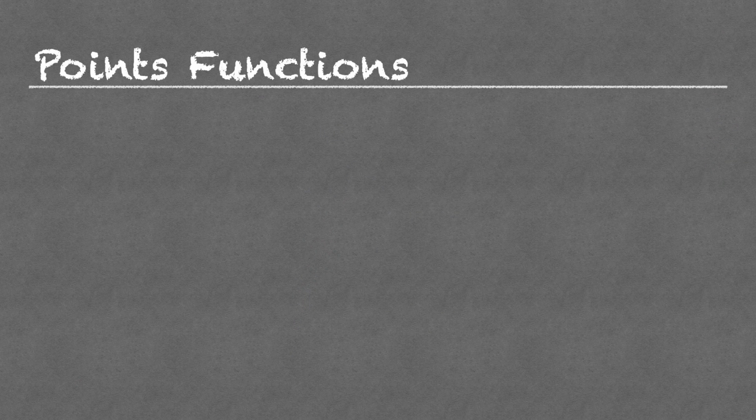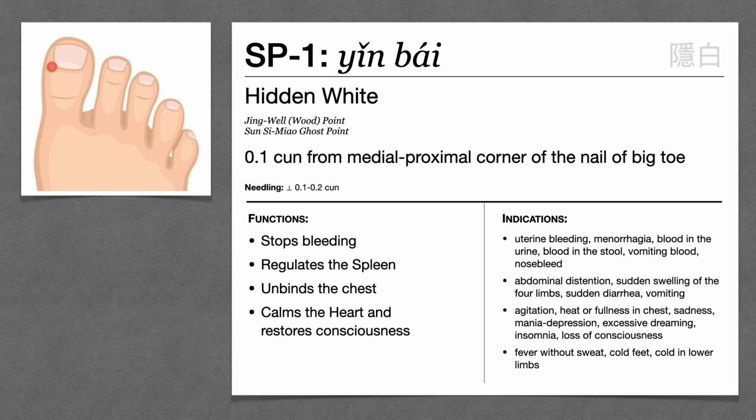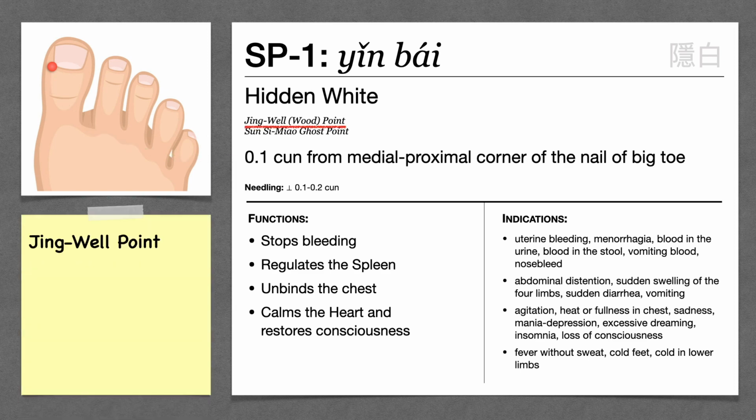So next, we look at the point functions, starting with spleen 1. Spleen 1 is located on the medial side of the big toe, next to the corner of the nail. Since it's the most distal point, that makes it the Jingwell point. So it does the normal Jingwell point things. Jingwell points are the most superficial, so they can quickly clear excess and even restore consciousness. So we see spleen 1 treating things like sudden swelling of the 4 limbs, sudden diarrhea, and also reviving consciousness.